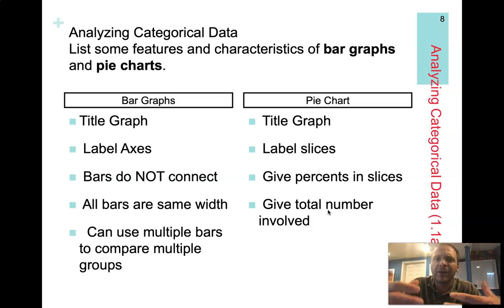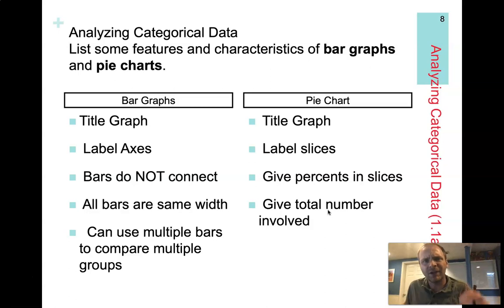When you're looking at a bar graph, the bars do not connect, and the bars need to be the same width. You shouldn't make one wider than the other. That's misleading, and we're going to get into that. And sometimes you can use multiple bars to compare multiple groups. You can do multiple bar graphs in a single one.